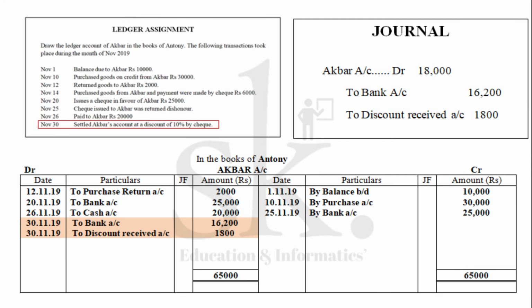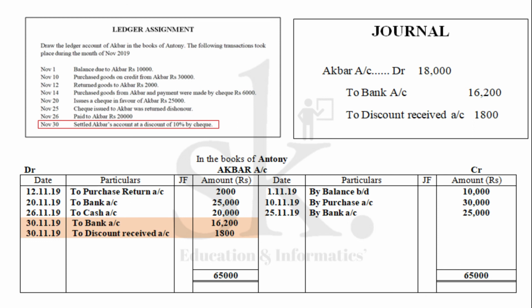Why is it discount received? Because Akbar has allowed discount to Antony and we are doing this in the books of Antony. That means we have received discount from Akbar and that is the reason we are paying only 16,200 in full settlement of the account of rupees 18,000. Therefore, in Akbar's ledger account, it will be to bank account and to discount received account 1,800.